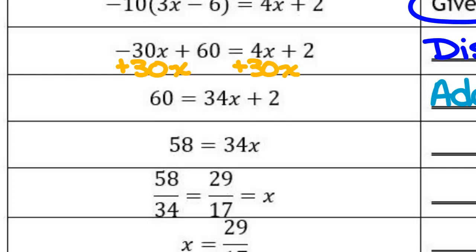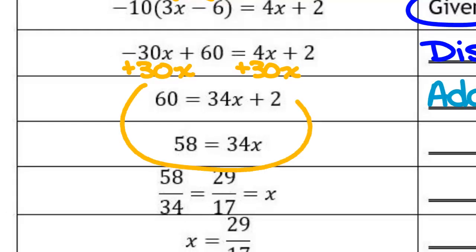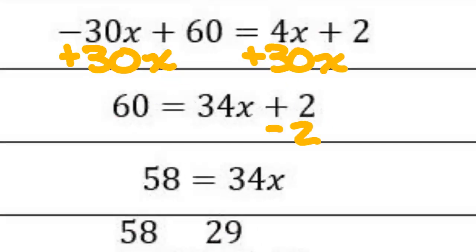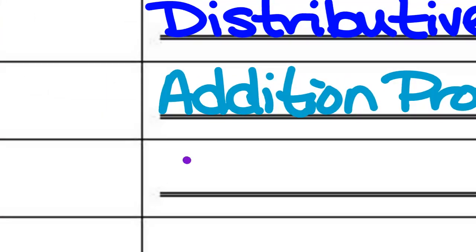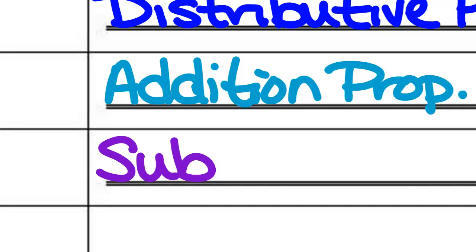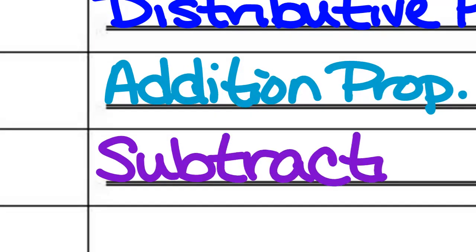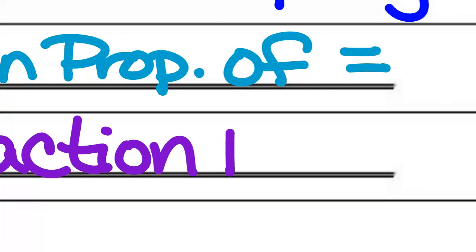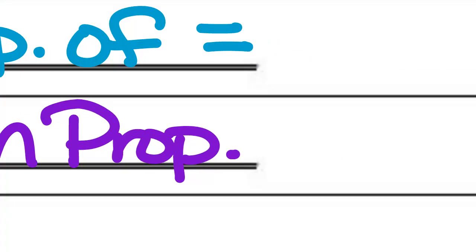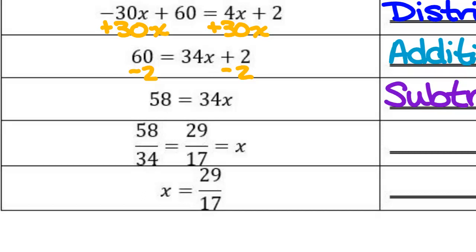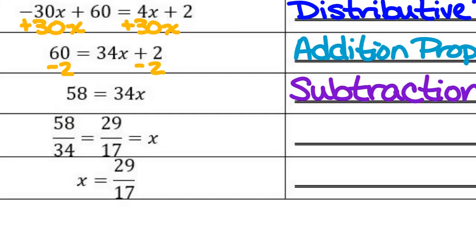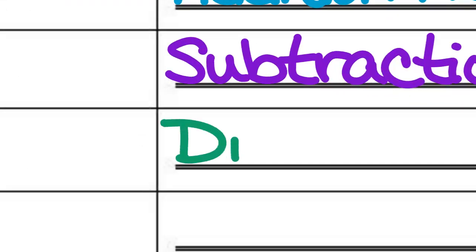All right, let's look at what happened now. So now I'm looking here. They subtracted 2 from both sides. So what do you think we would call that property? Subtraction property of equality is absolutely right. All right. Then what did they do? Then they divided. So what would we call this? Division property of equality.